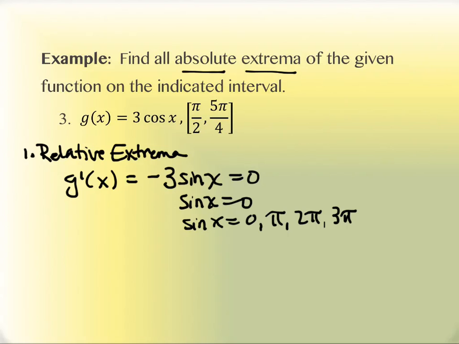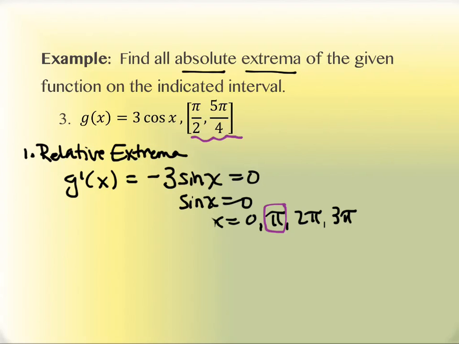All right, so taking a look at this, the values that are perhaps the most important ones for us right now are the values that happen to be between the values we are looking at on our interval. And that's not all of these values. So we only care about the values that are between pi over 2 and 5 pi over 4. Which of these values are between there? Pi. And no others, right?